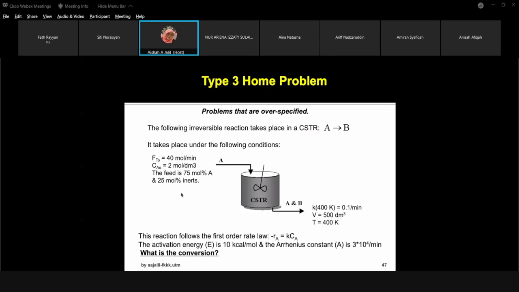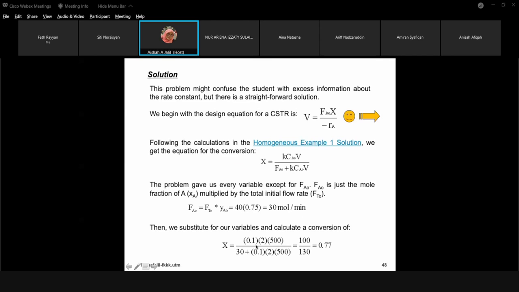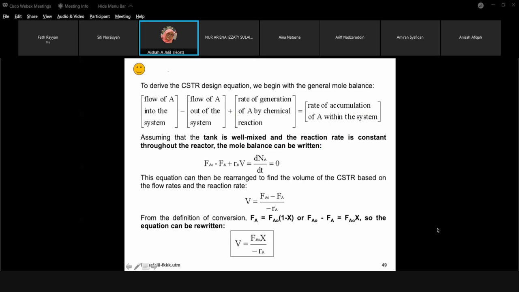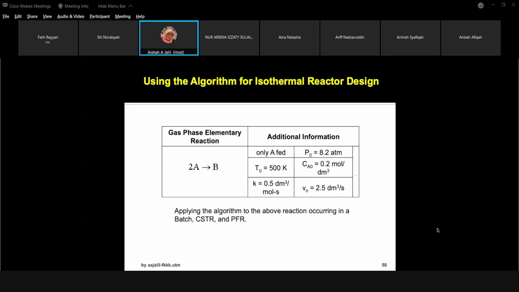So how to calculate this one? This is the k, this is the V, this is the T. The first order, activation energy is given, and then the Arrhenius equation also given. What is the conversion? So this is for the PFR. Use this one. You can calculate for the X. Here you can get X equal 0.77. Okay, that's all the examples. You can read again from our notes.